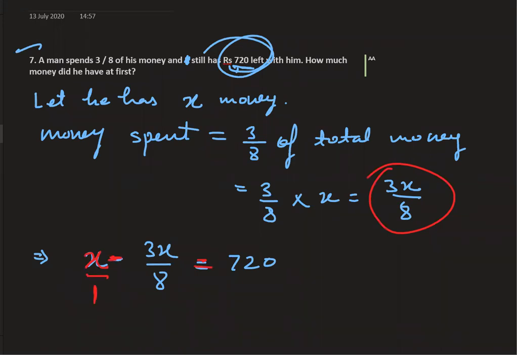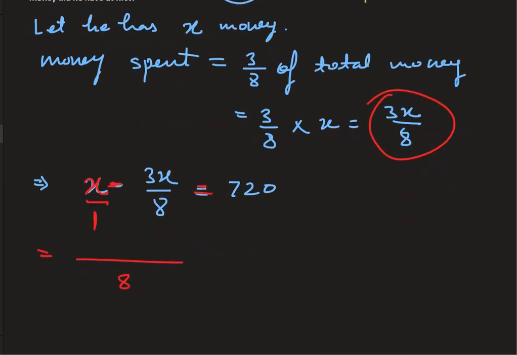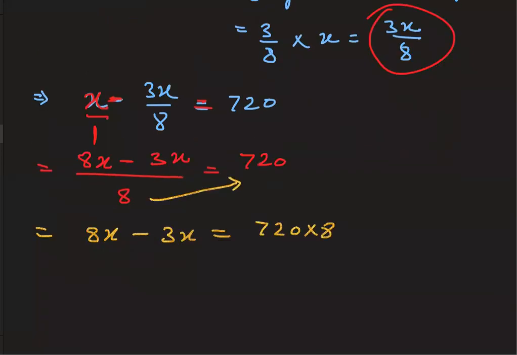Now take 1 in the denominator and calculate this. The LCM of 1 and 8 is 8. So 8 will be multiplied to x. So we will get 8x minus 3x as it is equal to 720. Now this 8 is in divide. अब ये 8 divide में तो what will happen? This 8 will go into the multiply with 720. So 8x minus 3x is equal to 720 into 8. So students, what is 8x minus 3x? 8 minus 3 is 5. So 5x is equal to 720 into 8.